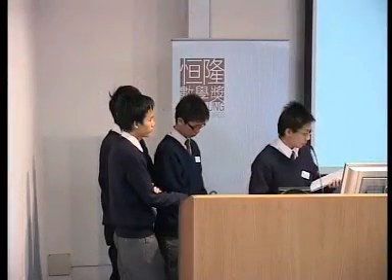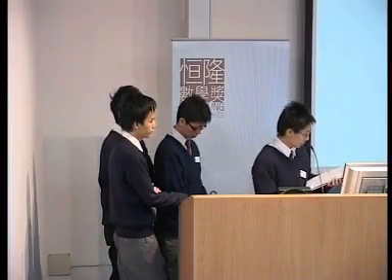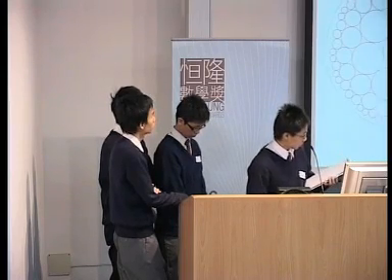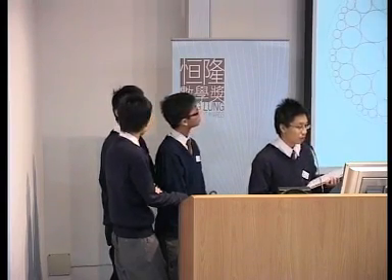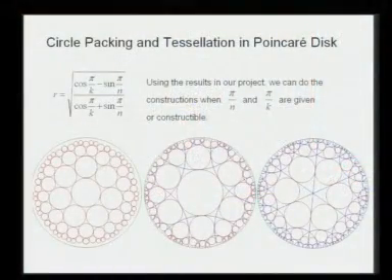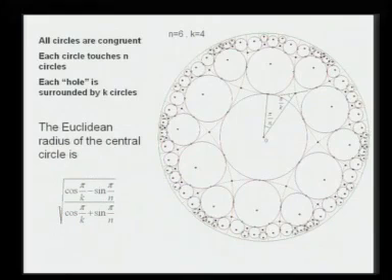After the submission of our report, we have done further work. We have investigated circle packings and tessellations in the Poincaré model. And we see that in the figures, all circles are congruent, and each circle touches n circles, denoted by n, and each hole is surrounded by k circles. So in this figure, the case is denoted as the 6,4 case, and the Euclidean radius of the central circle is denoted by this formula.